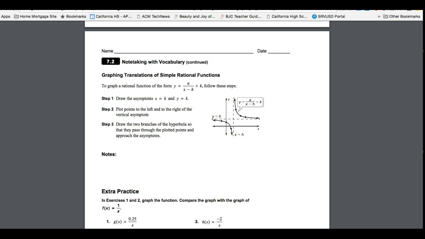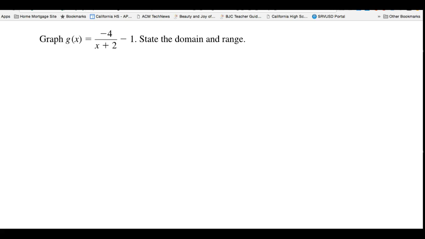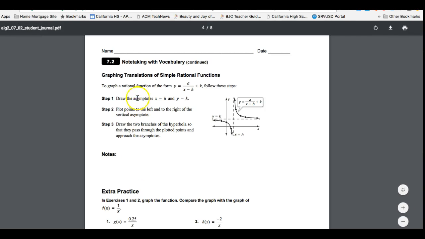So we're going to look right now at rational functions of this form: y equals a over x minus h plus k. So like we just have right here, okay? Y equals a over x minus h plus k. Now, in order to graph this, here's the steps that you want to go through. You should write these down right now.